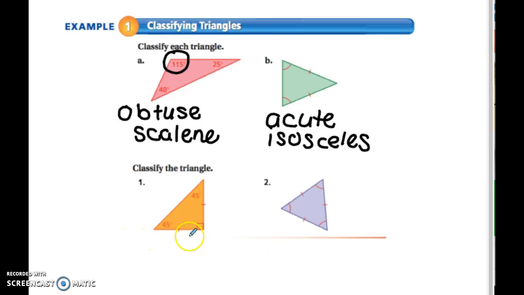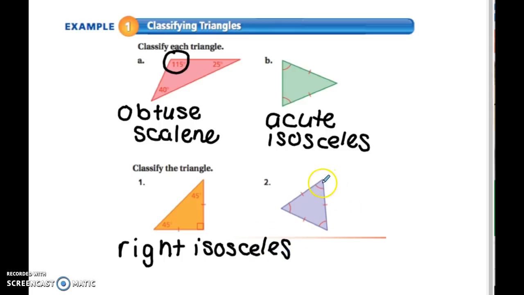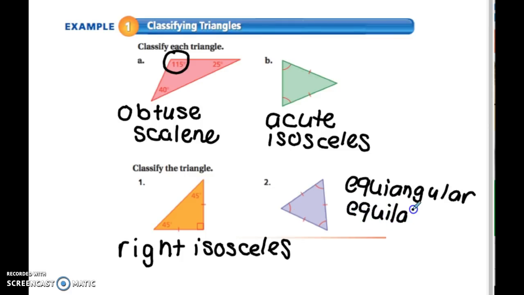Down here we see we have a right angle. So right. And 2 sides are the same. Isosceles. So right isosceles triangle. And our last example, all the angles we see here are congruent. So we have equiangular. And all the sides are the same. Equilateral. So we have an equiangular equilateral triangle.